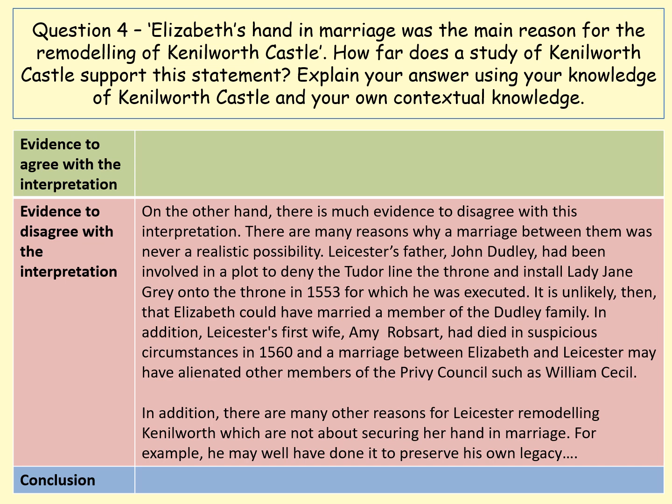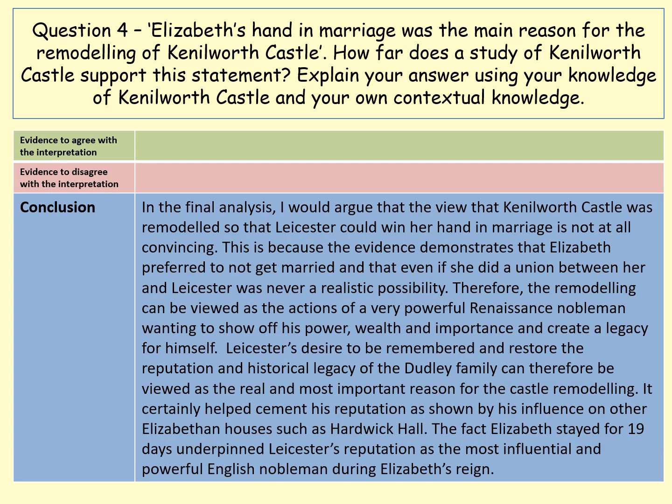We're very good at doing that in the answer, but what we need to develop is the conclusion. So in the conclusion, here's an example one that I've put together for you, and you can pause this and read this in your own time. But you need to be able to have a strong opinion. So you can see here straight away in this conclusion, in the final analysis, I would argue that the view that Kenilworth Castle was remodelled so that Leicester could win her hand in marriage is not at all convincing. So you've got that strong opinion, and then that's fully explained within that conclusion, and you're giving your own opinion.